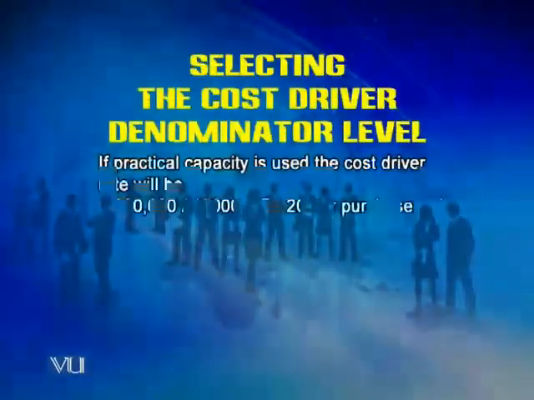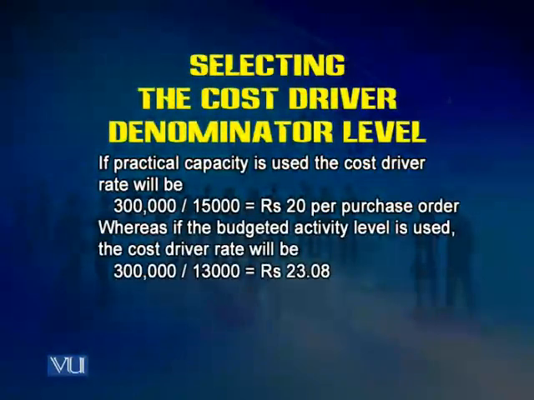And these will give two different cost driver rates. So there are two possibilities: the practical capacity and the budgeted usage. If we see in our example that if we had used a different cost driver basis quantity, in other words 13,000, we would have a different cost driver rate. If the practical capacity is used, the cost driver rate will be 300,000 divided by 15,000, which is equal to 20 per purchase order. That's the rate that we have used in our workings.